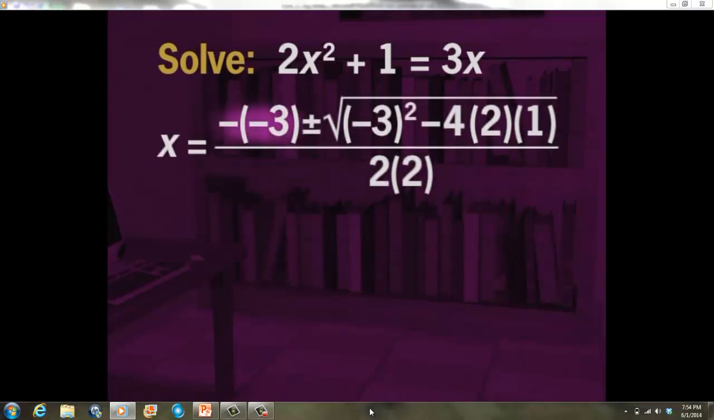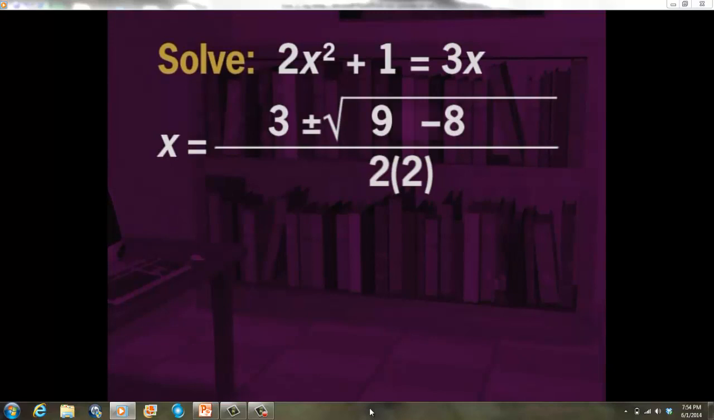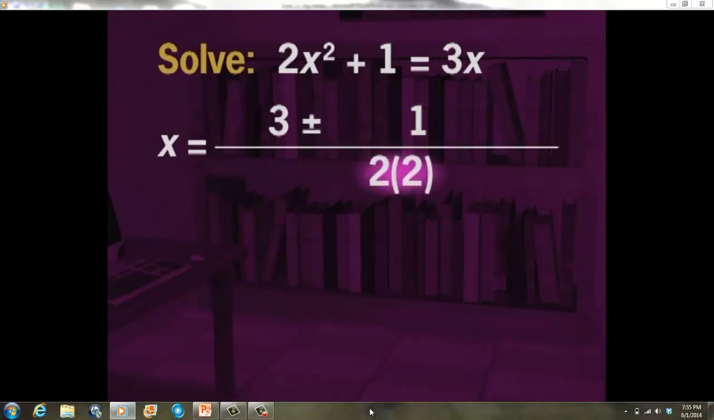The opposite of -3 is +3. -3 squared is +9. 4 times 2 times 1 is 8. 9 minus 8 is 1. The square root of 1 is 1. In the denominator, 2 times 2 is 4.